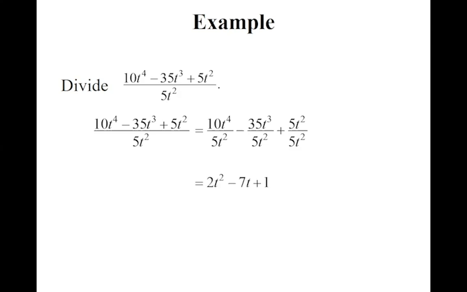T to the 4th over t squared is t squared. T cubed over t squared is t. And t squared over t squared cancel each other out. In fact, just looking at that plus 5t squared over 5t squared, anything over itself is 1. So that's plus 1.